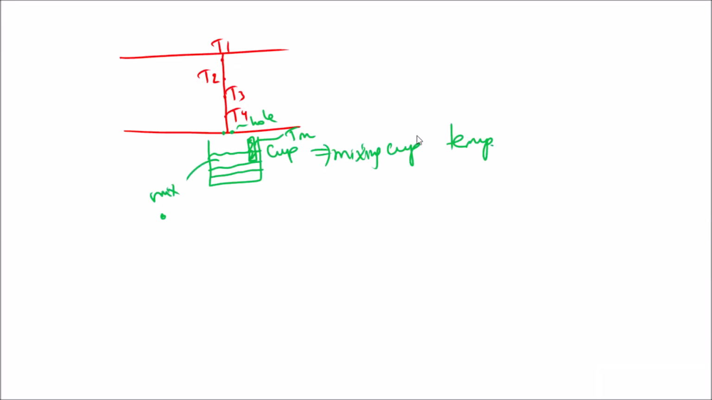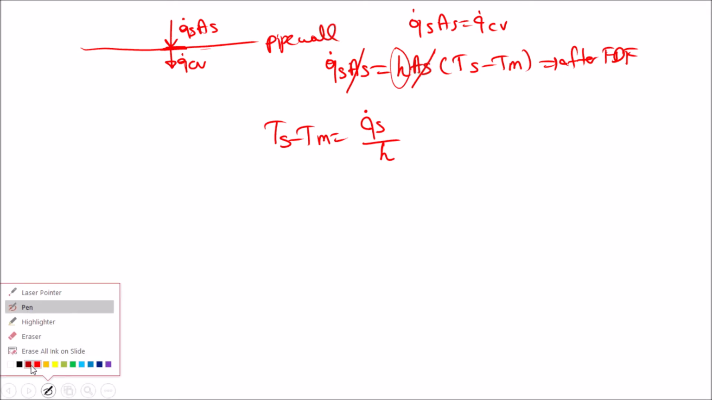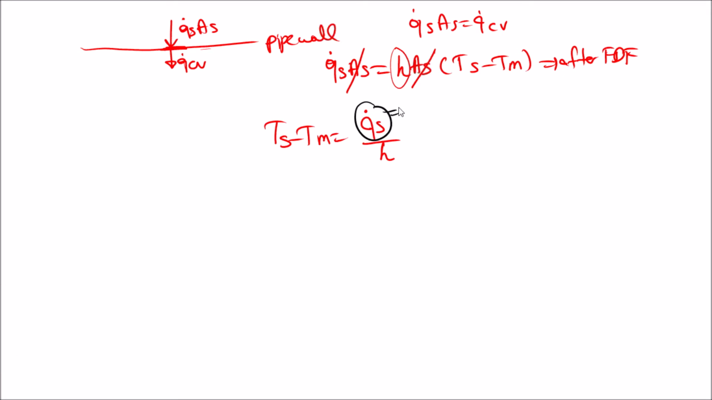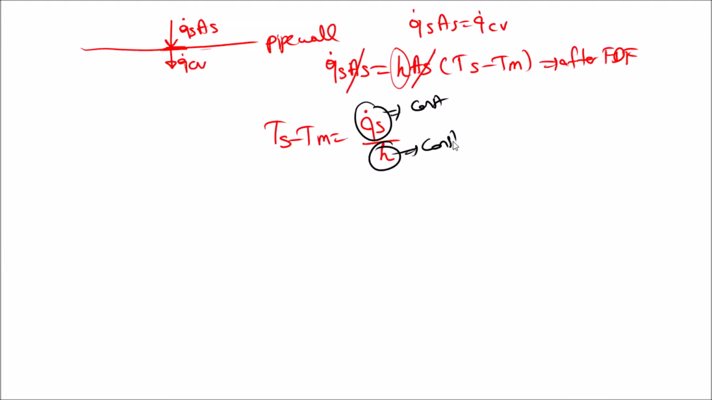Okay, so if I say that after FDF, because before FDF h changes, therefore I apply this one only after FDF. So AS cancels out, and you will have TS minus TM is equal to q dot S divided by h. This one is constant after FDF, this one is also constant, qS is always constant, and h is constant after FDF.